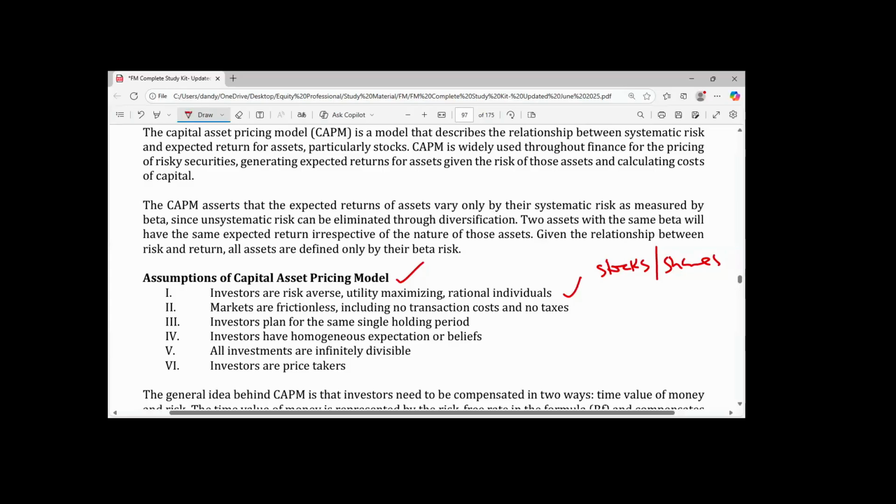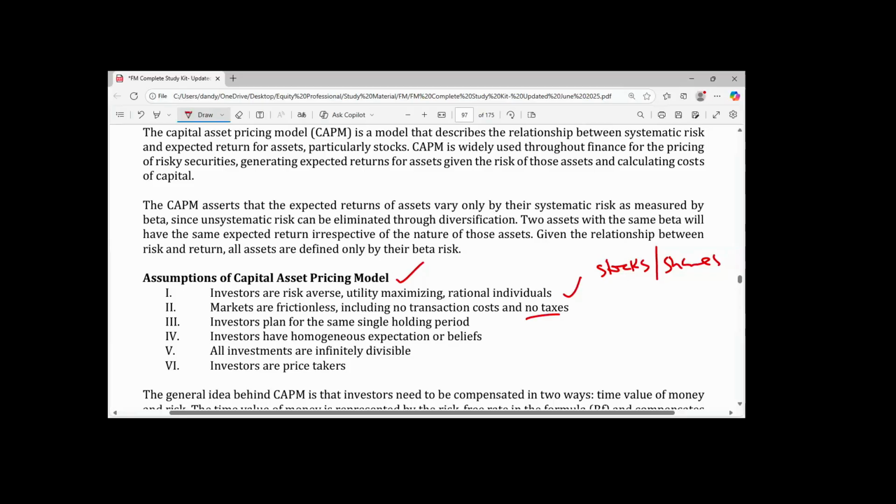So you cannot say markets are frictionless, with no transaction costs and no taxes. Once you earn return on your investment, once you make income on your investment, you have to pay tax on it. That's why I said this assumption is not realistic. It's just on paper. These assumptions were developed for CAPM to be able to work effectively, not because they have any practical application, because most of these assumptions are not realistic in practice.